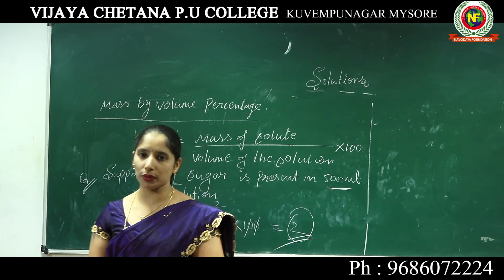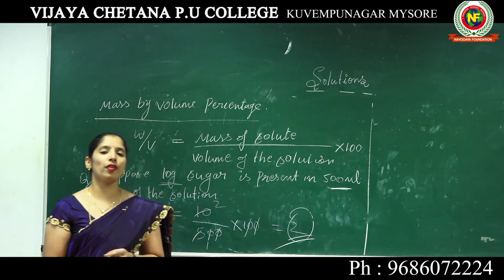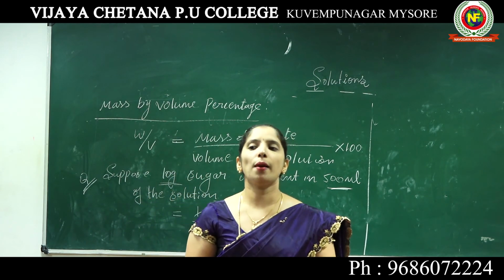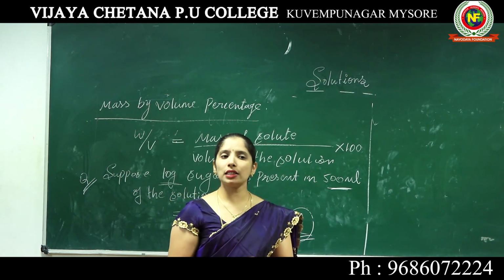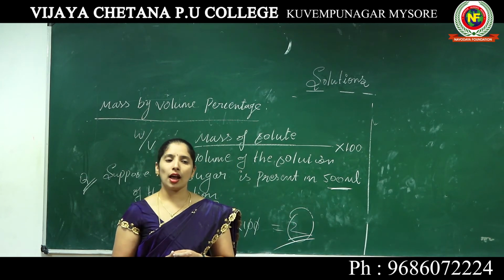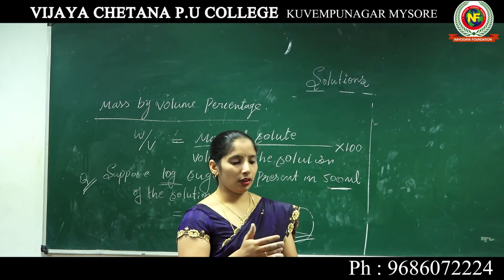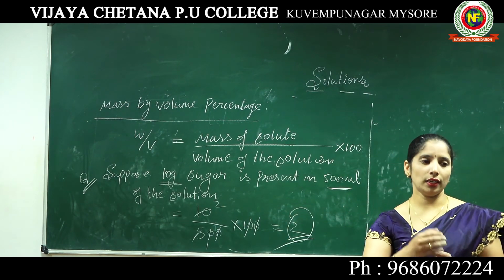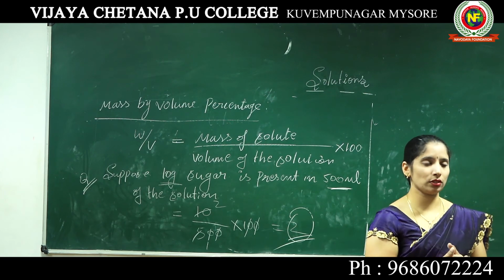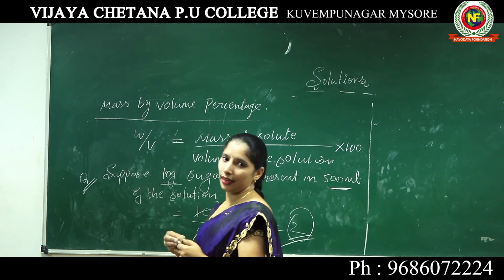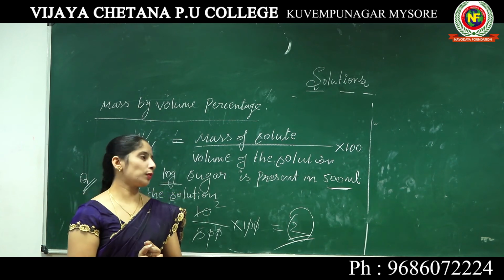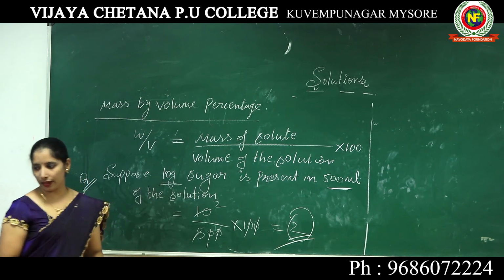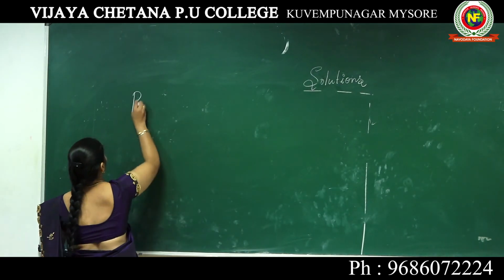We move on to the next and last way to express the concentration of the solution, which is parts per million. It is the last way to express the concentration in this syllabus, in this chapter on solutions. So only these 8 ways are included to express the concentration of the solution. We move on to the last one, parts per million.